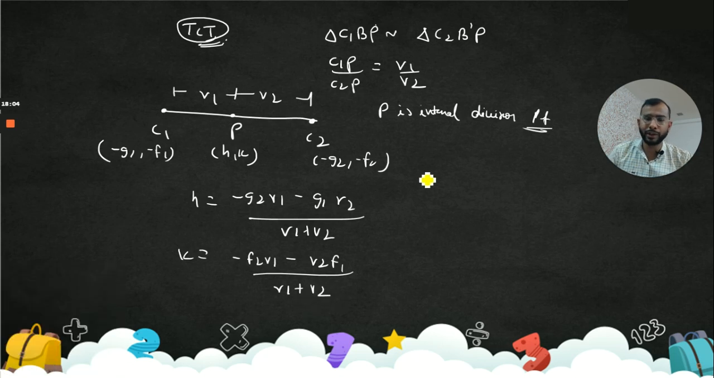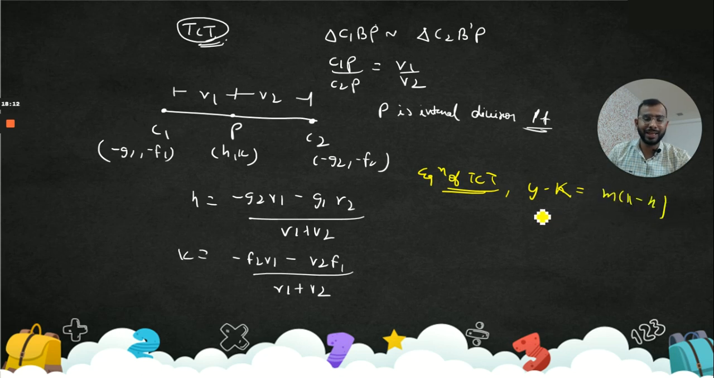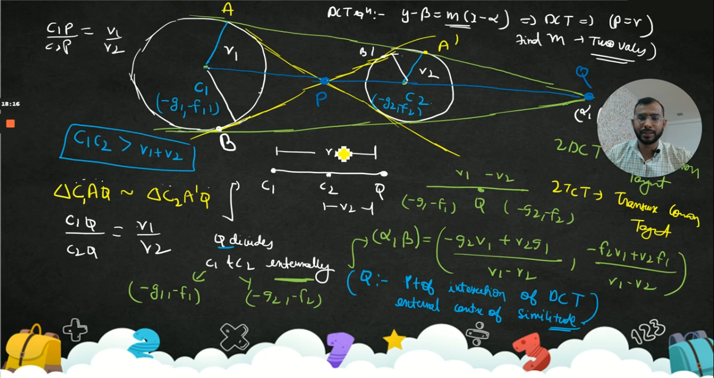Now we'll find out equation of TCT if they are asking. So equation of TCT is y minus k is m into x minus h, है ना. This point is h comma k. Okay, so this division, this is R1, this is R2, है ना. अभी क्वेश्चन करेंगे, थोड़ा पेशेंस everyone, है ना.